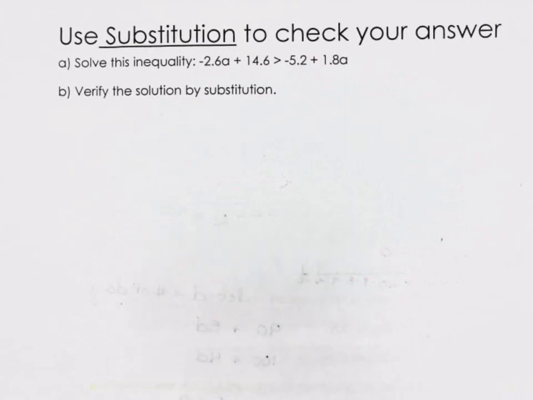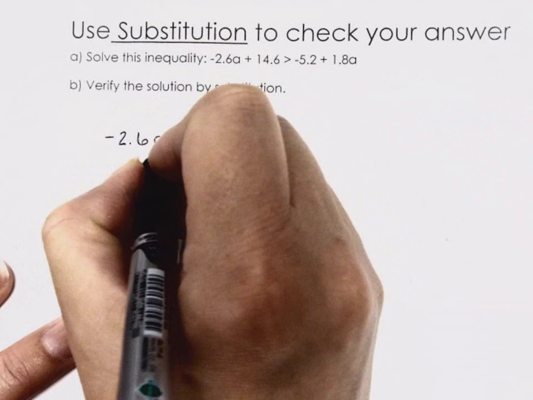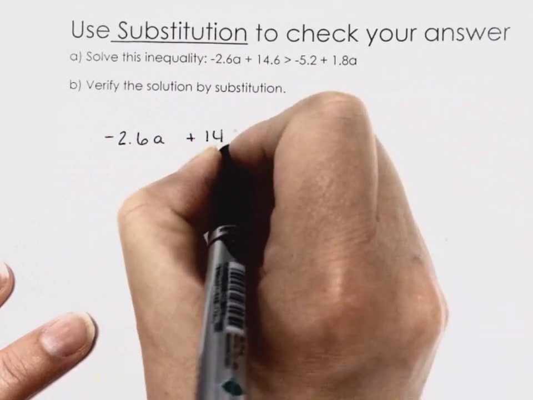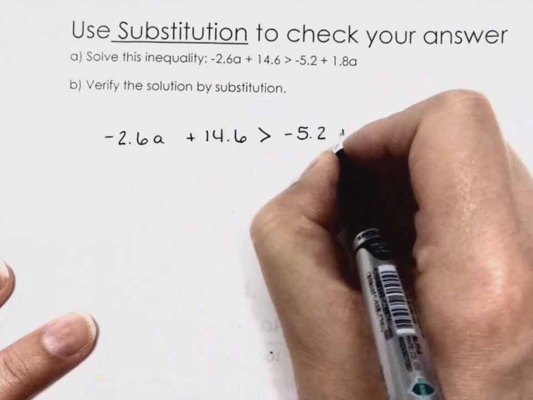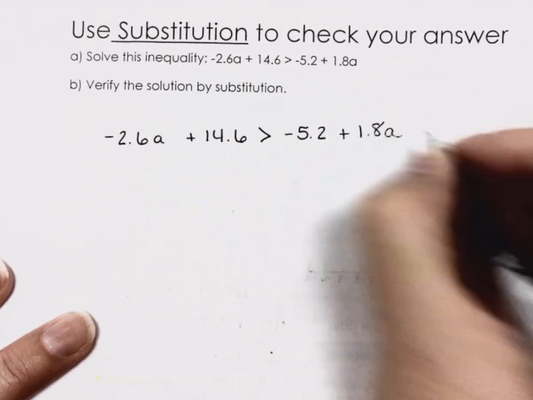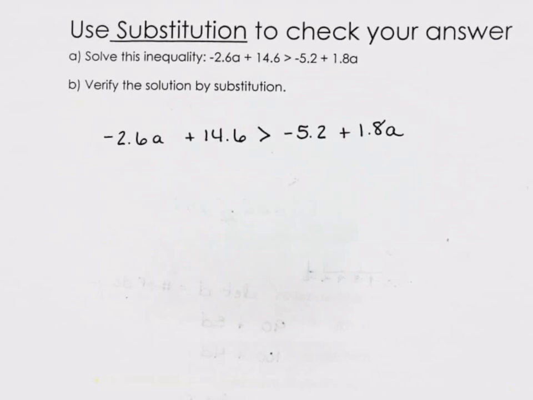Okay, so this one we struggled with decimals. I think we just kind of got in our own heads about this on the equation unit, because you do all the exact same things, but we probably have to rely on our calculator a little bit more. 2.6a plus 14.6 is greater than negative 5.2 plus 1.8a. I just rewrote the inequality so I had room to fill it in.